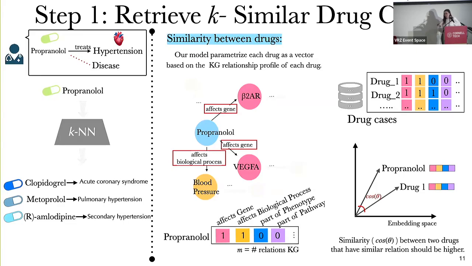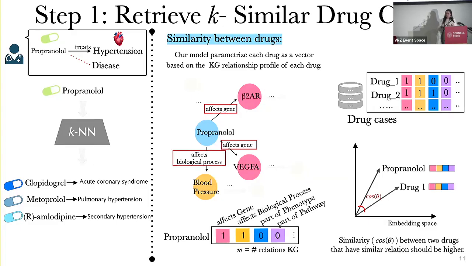Essentially, all drugs that we have in our knowledge graph are parameterized in a simple vector representation that represents the outgoing relations that we have in the knowledge graph. So the size of the vector is going to be the number of relations that we have in the knowledge graph. An entry is set to 1 if the relation exists, 0 if it doesn't. You do the same for all the drugs, and then by simply calculating a cosine similarity, you get the most likely similar drugs. So the intuition here is that drugs that have similar relations in your graph are going to end up together in this cosine similarity score.